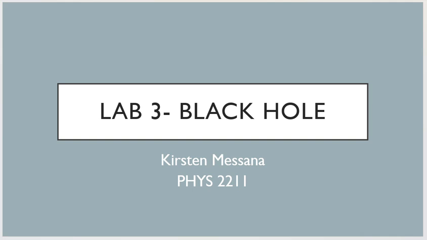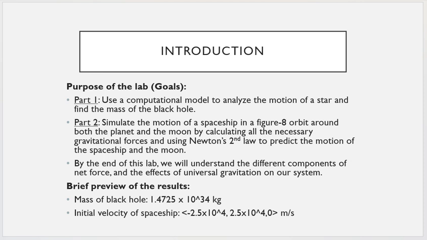Masana, and this is Lab 3 Black Hole. For part 1 of this lab, we will use a computational model to analyze the motion of a star to find the mass of a black hole, and then in part 2 we will simulate the motion of a spaceship in a figure-8 orbit as its motion is influenced by both a moon and a planet. For a brief preview of the results, this is the mass of the black hole that I found, and this is the initial velocity of the spaceship.